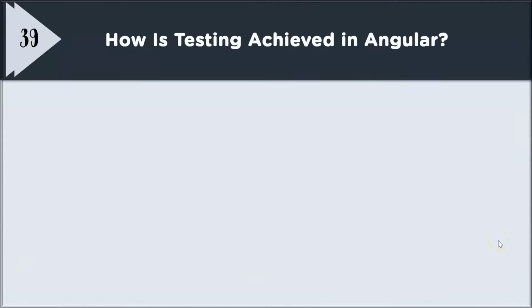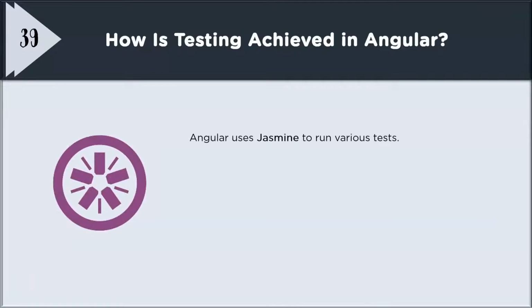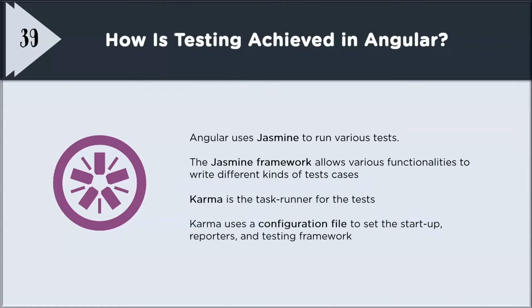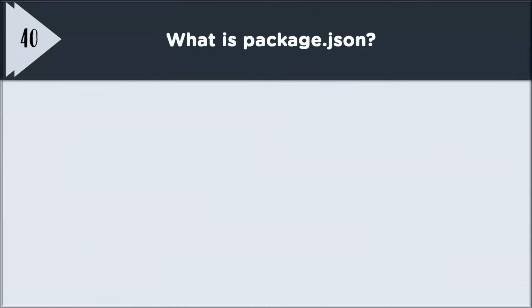Next up is how is testing achieved in Angular. Now, Angular uses Jasmine to run various tests. The Jasmine framework allows various functionalities to write different kinds of test cases. The task runner for these tests is typically Karma, and Karma uses a configuration file to set the startup, reporters, and the testing framework. Next question is, what is package.json?